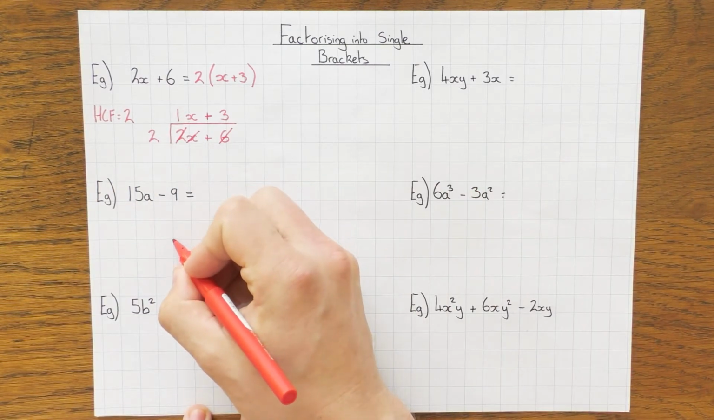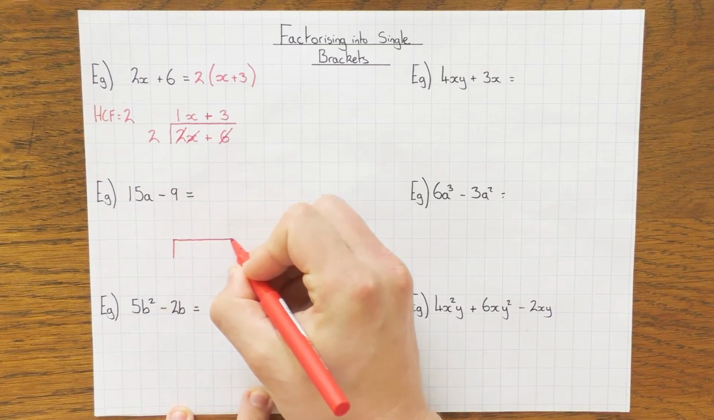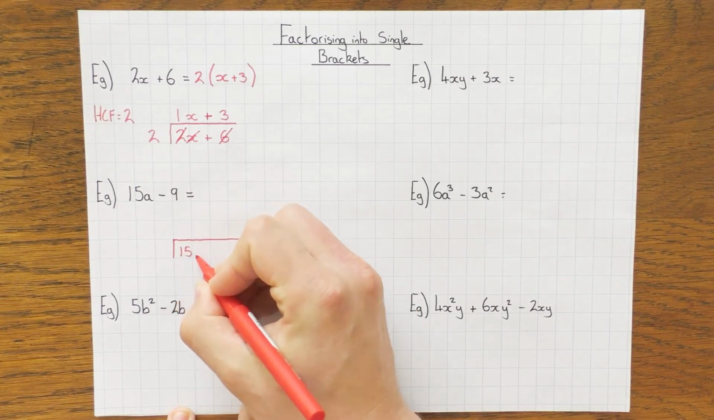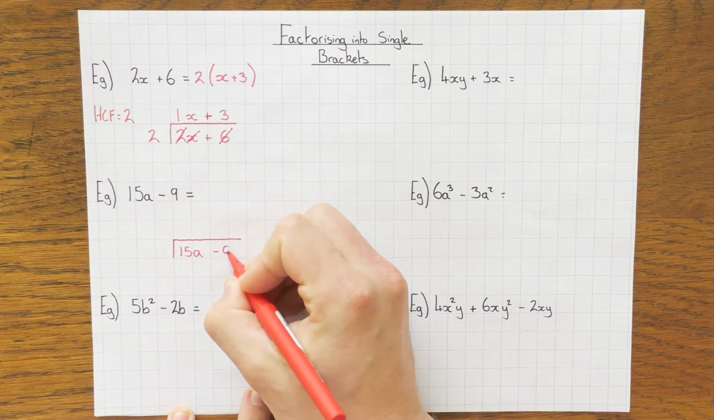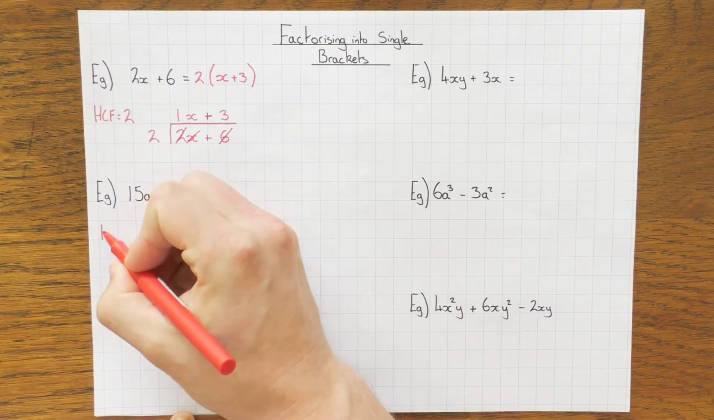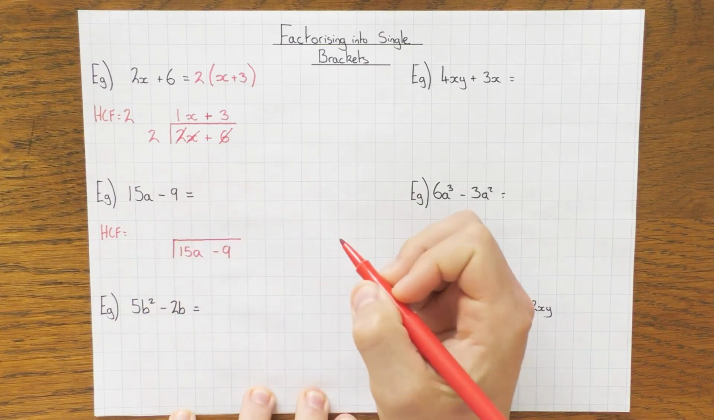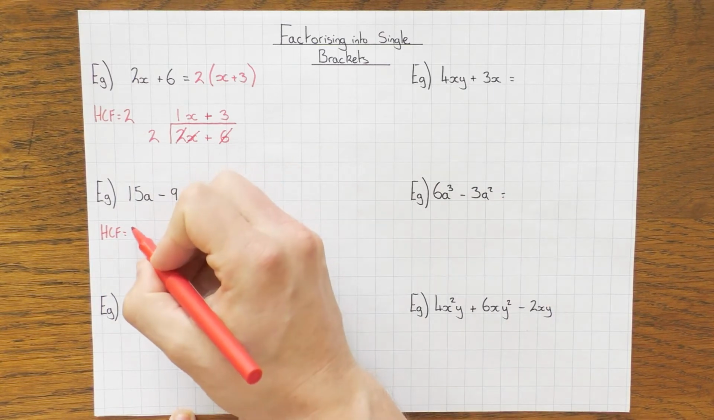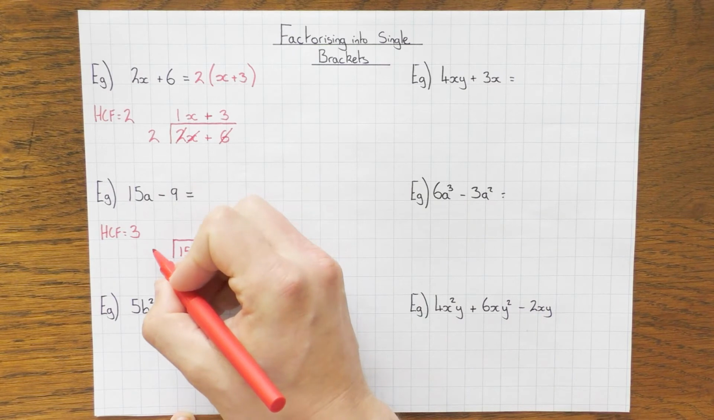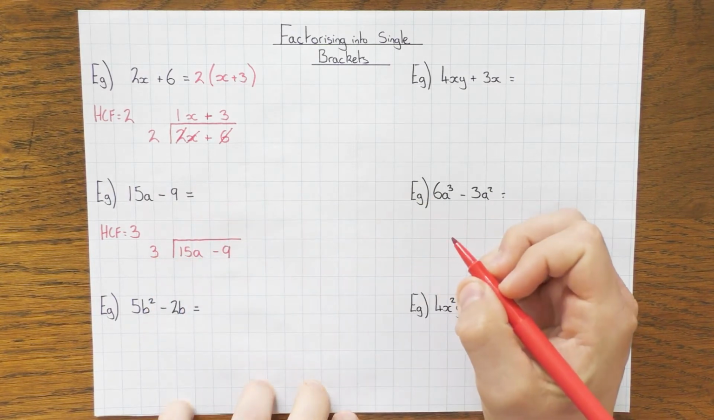Okay, let's have a look at this one then. Same thing, draw your grid. I've got 15a minus 9, and then I need to find my highest common factor. The highest number that goes into 15 and 9 is going to be 3, and that goes on the outside of my grid like so.